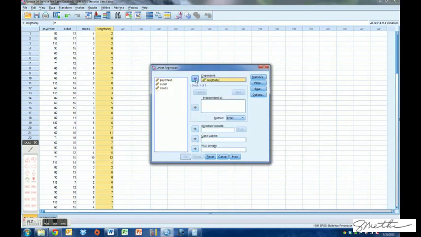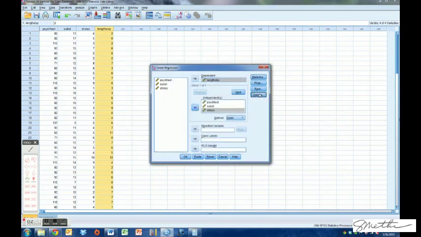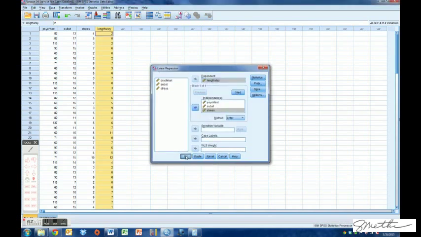So let's jump over here to a linear regression. Okay, let's put length of stay in the dependent box. And just for lack of any better way of doing this, let's put all three of them into the independent box. Okay, let's look at some statistics that we want to look at. Let's take a look at the model fit statistic, perhaps some descriptive statistics as well.